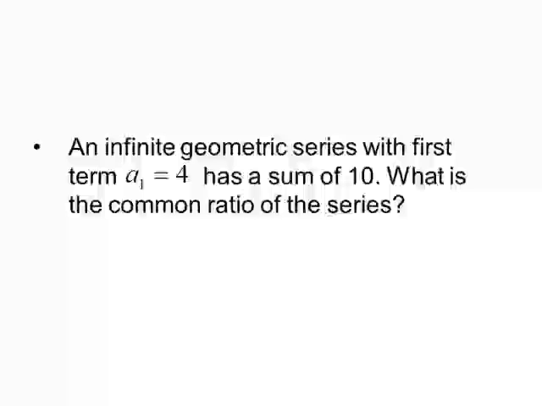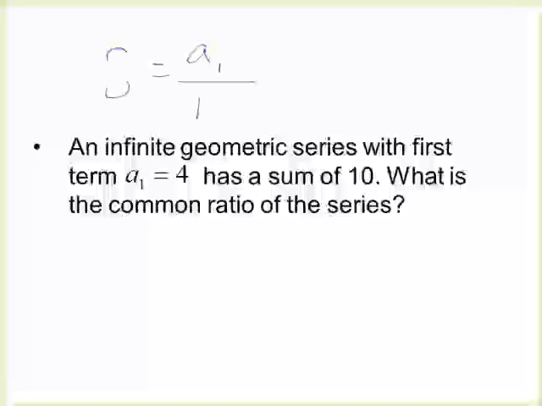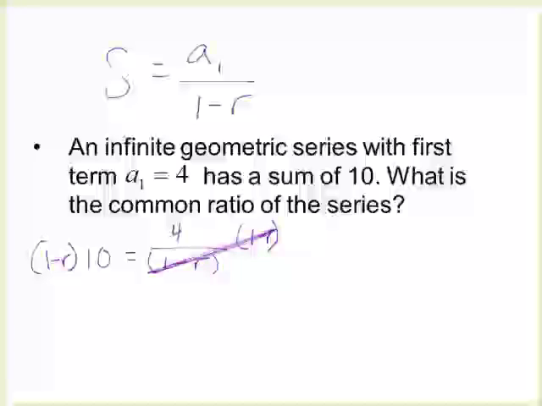Our next problem tells us that we have an infinite geometric series that has a first term of 4 and a sum of 10. We want to know what is the ratio. So it's infinite geometric, so we're going to use this formula. We are told our sum is 10, so we're going to plug 10 in for s. We're told our first term is 4, and we do not know the ratio. So we need to solve this equation for r. To do that, I'm going to multiply both sides by 1 minus r, and that will cancel out that denominator.